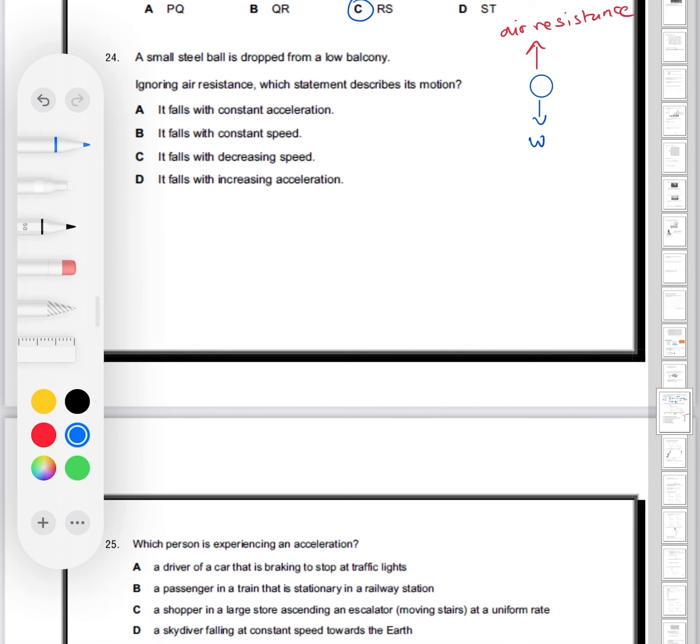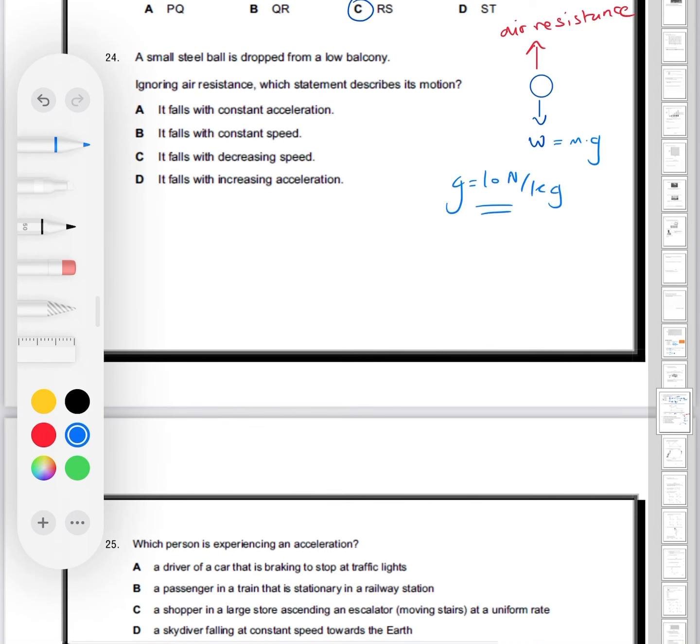It says, ignoring air resistance, however, which statement describes this motion? It falls with constant acceleration. Now, we know that the acceleration on Earth, the one that this ball will be dropping with, is about 9.8 newtons per kilogram, which will be rounded up to 10 newtons per kilogram, which is constant. So we're going to keep that choice for now.